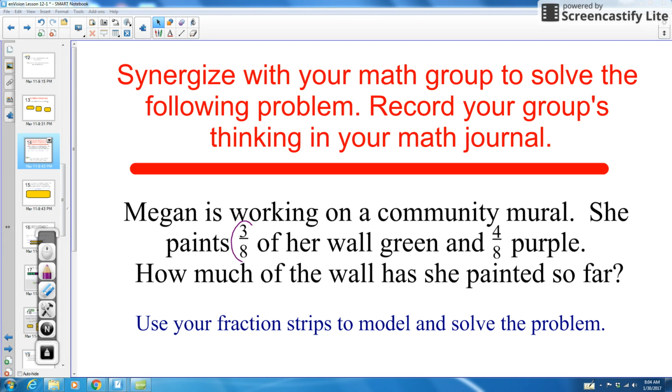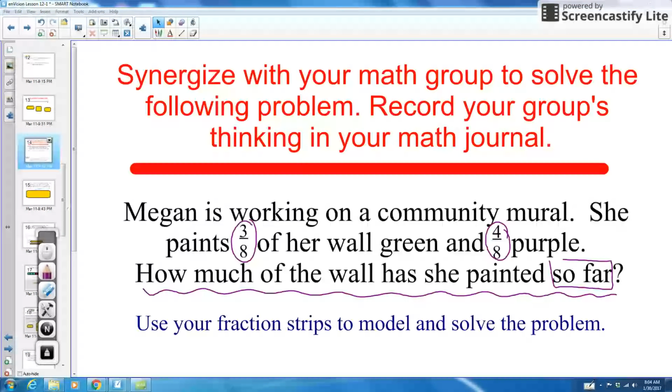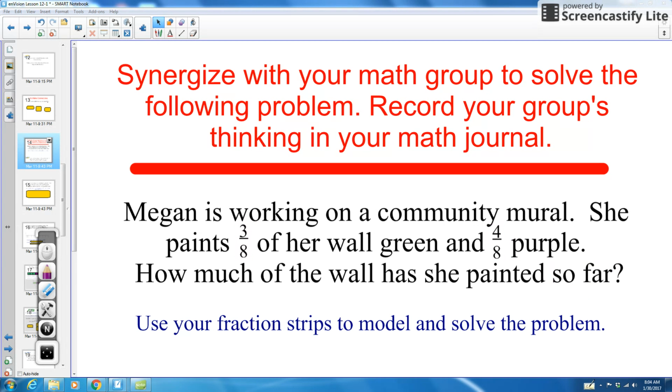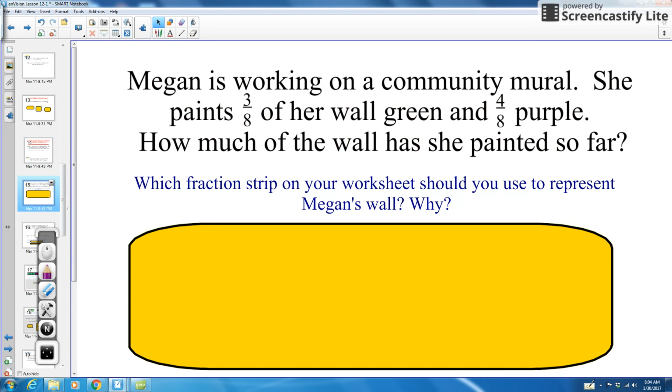But if I look at the cubes in this problem, she's painted 3/8 green, 4/8 purple. It doesn't matter the two different colors because the question they're asking is how much of the wall has she painted so far. So there's some of our key words, okay? Doesn't mean the whole wall is painted just yet, but they want to know how much the green and the purple are covering together, okay? So let's take a look at our next one here.